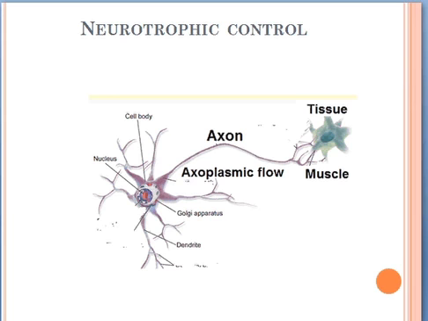Here's a neural cell which is connected with the tissue unit, or tissue cell, with the axons, and again the axon has two roles. It is either an action potential carrier, but we are interested here in its neurotrophic control, which is manifested by axoplasmic flow.